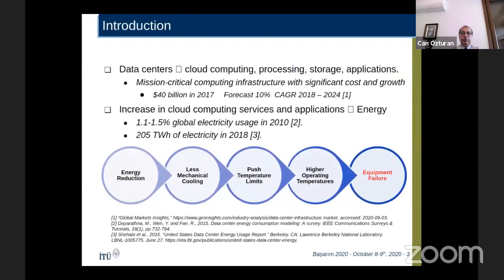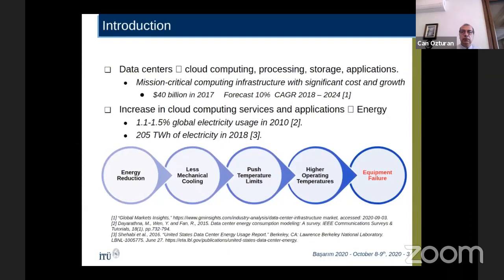Now, the increase in these cloud computing services and cloud-based applications on data centers has led to a worldwide increase in the electricity consumption by these data centers. Research performed in 2010 shows that about 1.1 to 1.5% of the electricity in the whole world is consumed by data centers. Another research goes to prove that in 2018, 205 terawatt hours of electricity is consumed by data centers in the globe.